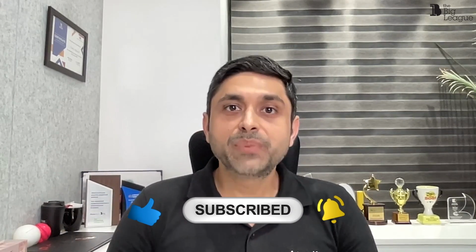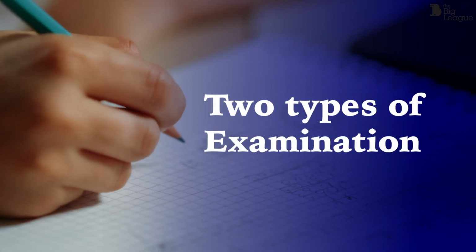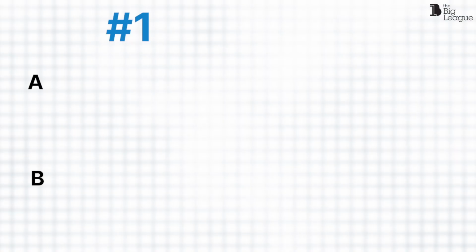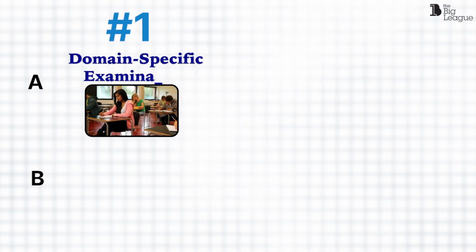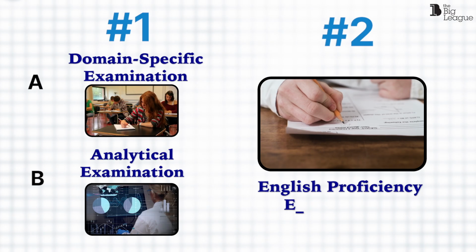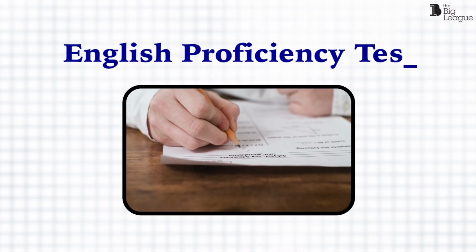Now, there are typically two types of examination that a student needs to give when they are looking for a foreign university. One is the domain specific examination or the analytical examination. The second is the English proficiency examination, which is more about the language in which you are going to get taught. So I'll cover the English proficiency examination first.